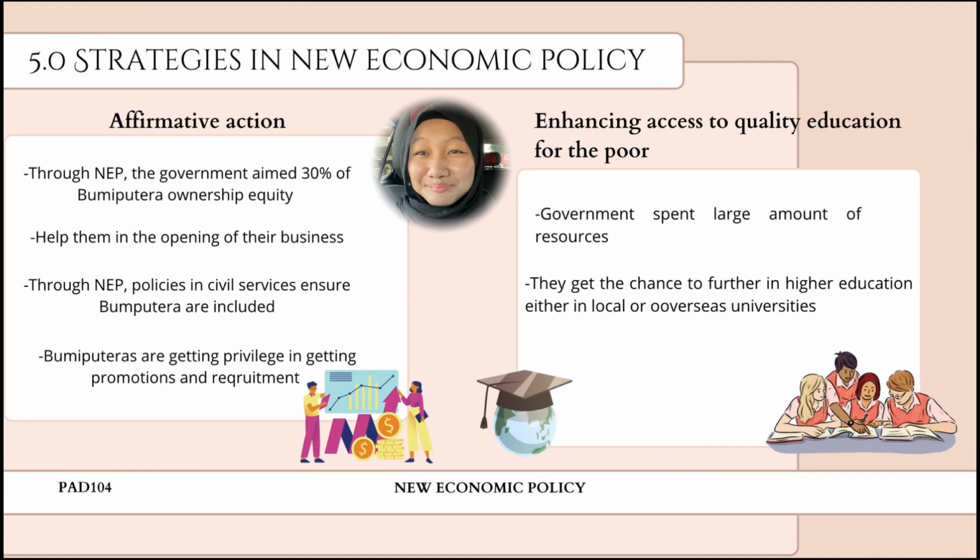Second is enhancing access to quality education for the poor. The government spends a large amount of resources such as buildings and funds. These resources are then allocated to those who are in need. Other than that, students get sent to boarding schools that are equipped with good facilities. Students that excel in their studies get to further their education in higher education through a quota system for local universities and even further their education at overseas universities.